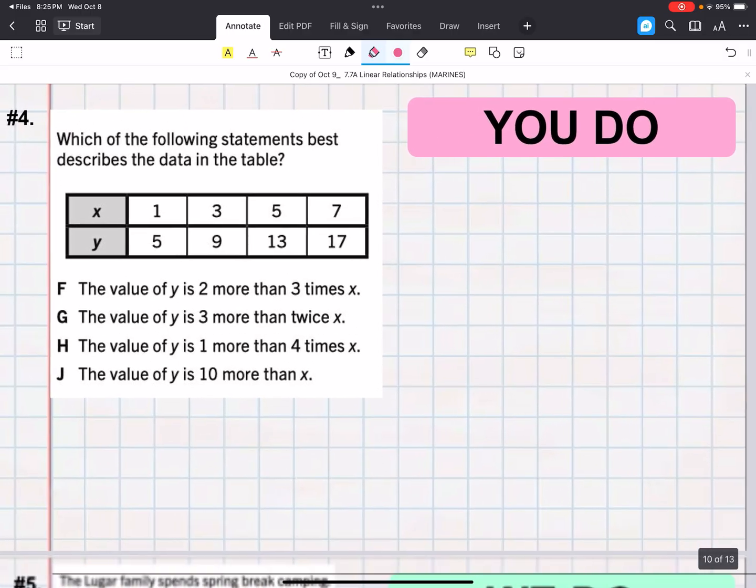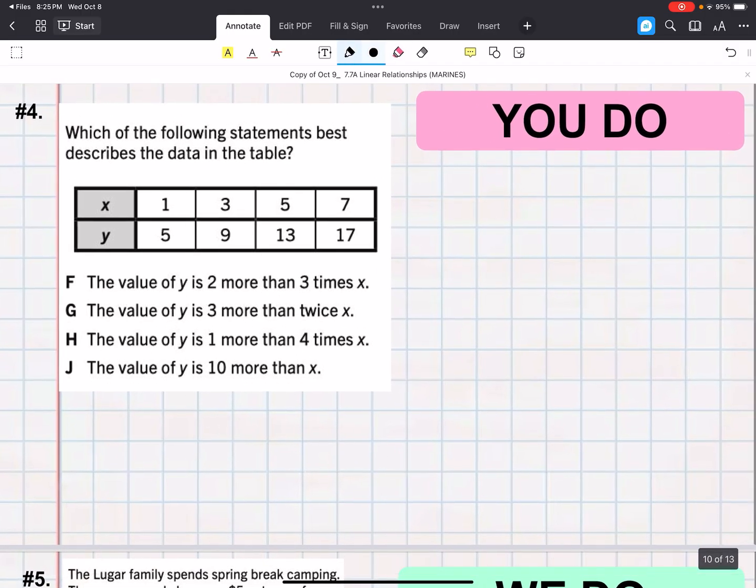Okay, for number 4, again, you can pause the video and try this one out on your own, or if you just want to do it together, it's up to you. Now here, notice your rate of change. 3 times x, twice of x, 4 times x.